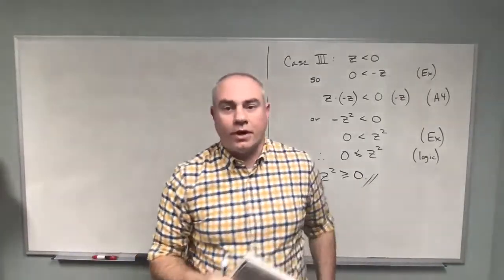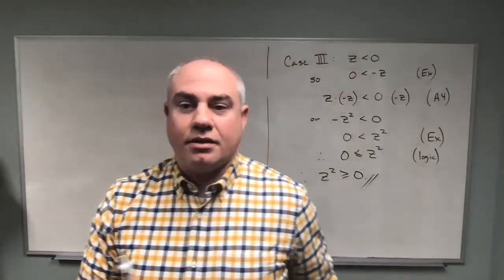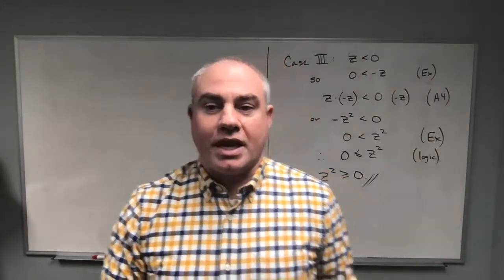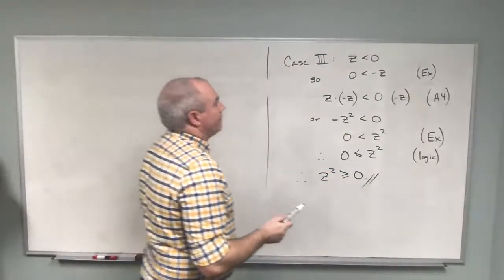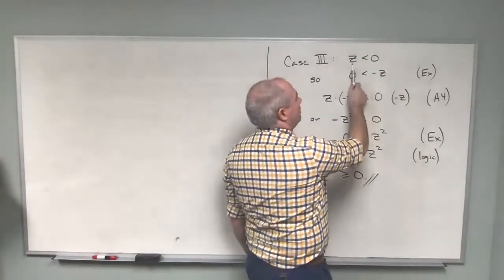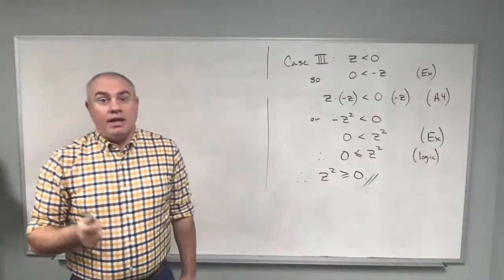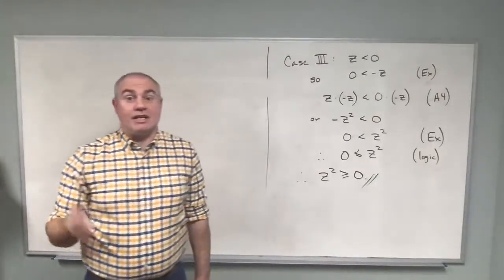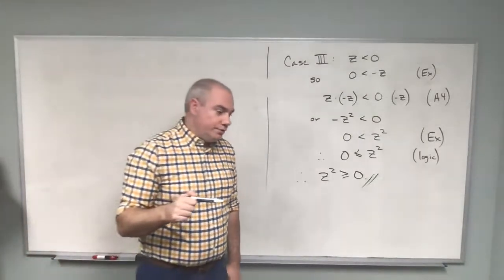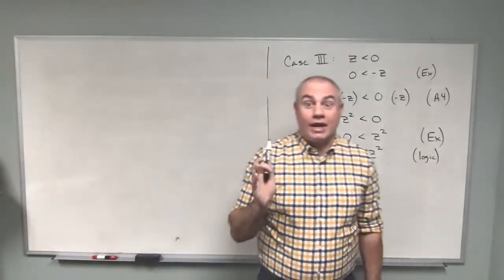Okay, so here's a question. How come you needed to multiply the z less than 0 by -1 for case 3 before using axiom 4? Yeah, good question. So the temptation would be, why don't I just multiply both sides by z? And the answer is because z is negative. And I don't know how right now.